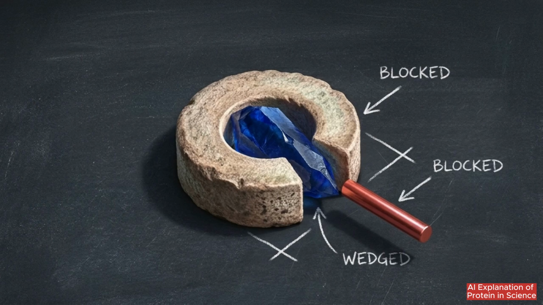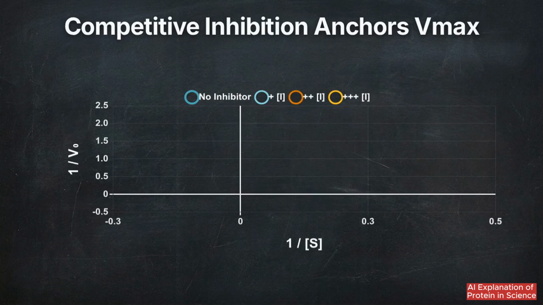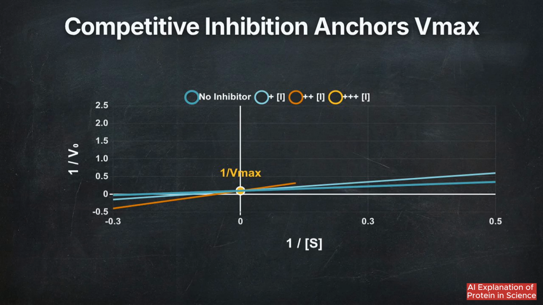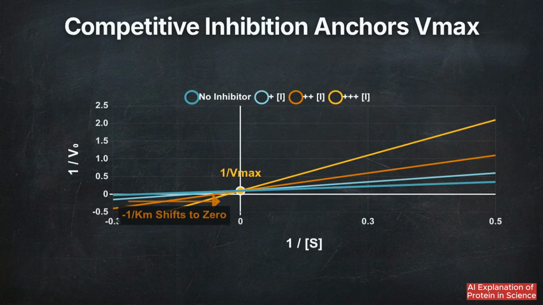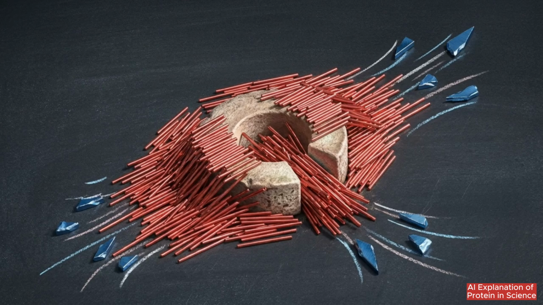In competitive inhibition, an inhibitor strictly binds the free enzyme, blocking substrate access. This produces a precise kinetic signature on the graph. A family of lines pivots strictly around the y-intercept. The x-intercept shifts towards 0, representing an increase in apparent Km, but the y-intercept remains anchored. The y-intercept stays anchored because an infinite concentration of substrate will eventually outcompete the inhibitor. The true maximum velocity is entirely untouched.